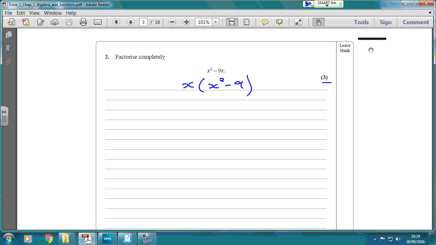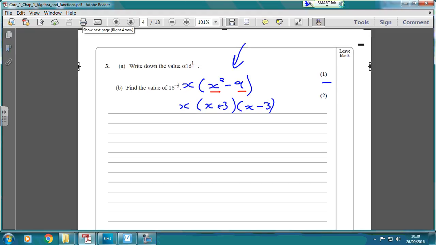So what you've got to be able to recognise is that this is the difference of 2 squares. We've got this, which is x times x. We've got this, which is 3 times 3. So then, if we factorise that, that's going to be x plus 3, x minus 3. And it's really, really vital that we can spot that.